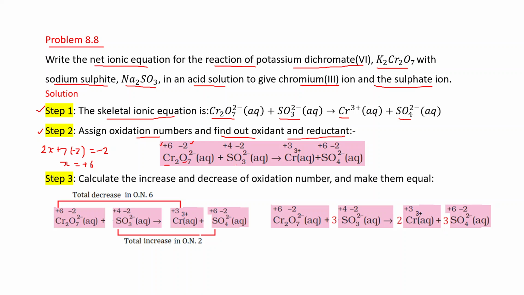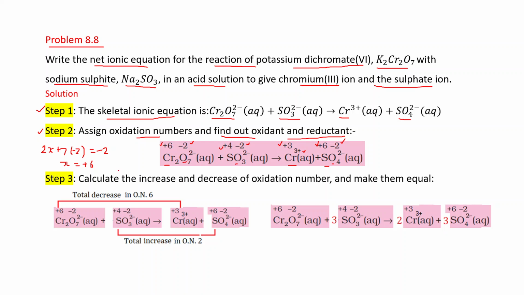Now in SO3 2 minus, oxidation number of oxygen is -2, and for sulfur it will come +4. Chromium 3 plus is a monoatomic ion, so whatever the charge on it is its oxidation number. So oxidation number of chromium 3 plus is +3. In case of sulfate, oxidation number of oxygen is -2, and for sulfur it will come +6.